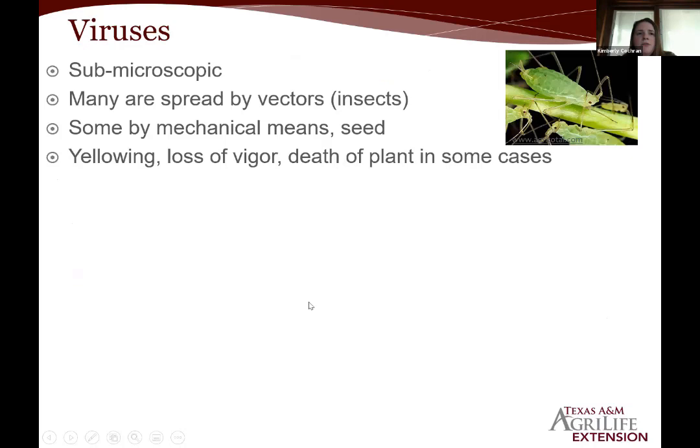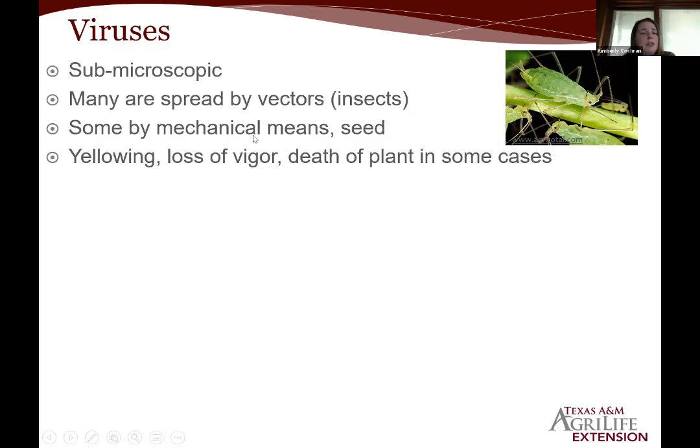All right, on to viruses. These are submicroscopic, and I like to go from citrus screening to viruses because they do share a few commonalities, like being spread by insects. A lot of viruses can be spread by insect vectors, and those are very extensive in their variety. You know, aphids, mites, thrips, whiteflies, any number of insects can be vectors.